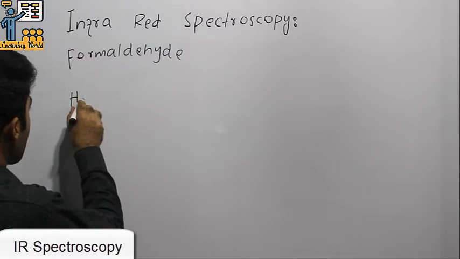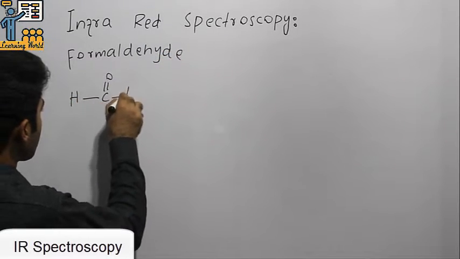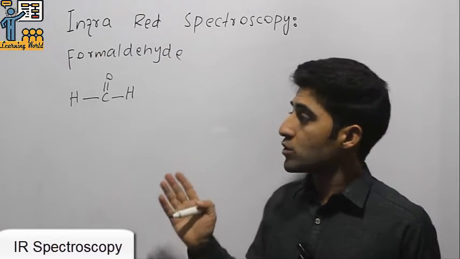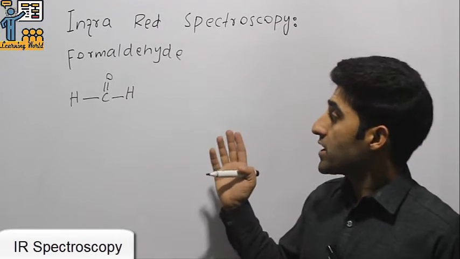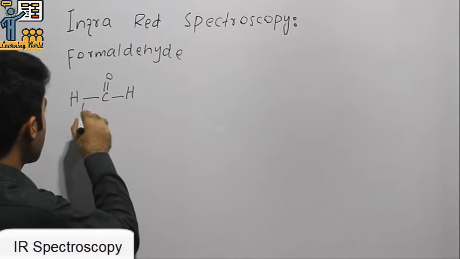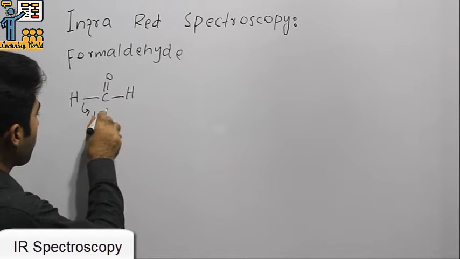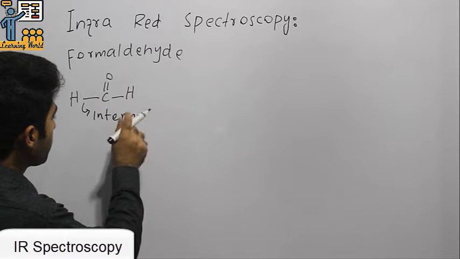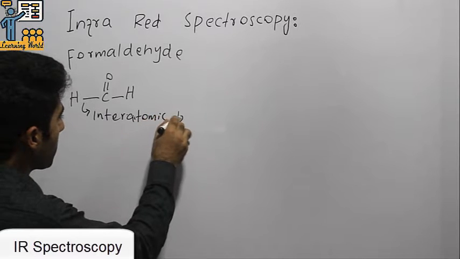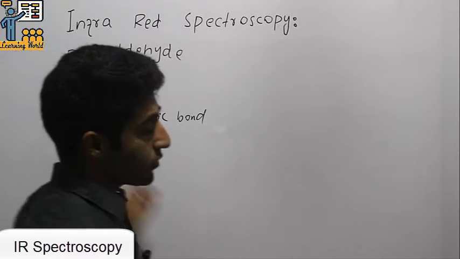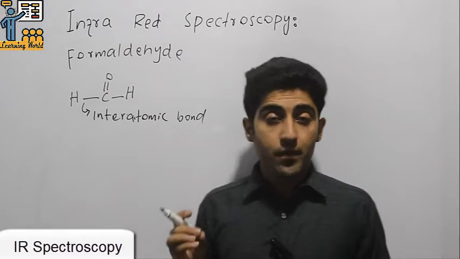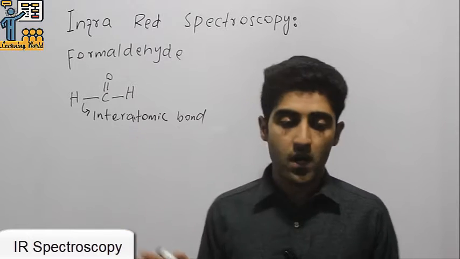This is the formula of formaldehyde. In this formaldehyde, some interatomic bonds are present which play the most important role in the detection of the functional group of this formaldehyde. This is the interatomic bond which is present between the carbon and hydrogen. First of all, we will provide the infrared radiation toward this sample, toward this formaldehyde.